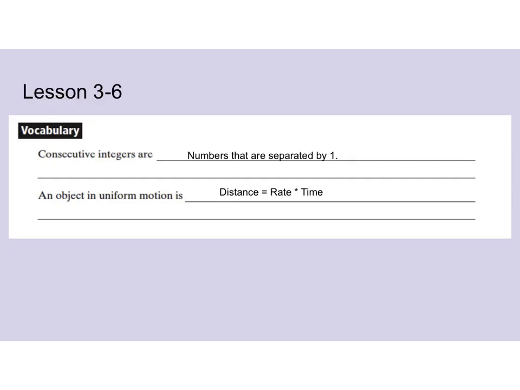So two things that are really important here are understanding the term consecutive integers. Consecutive integers means that they are numbers, integers, that are separated by 1. So 2 and 3, those are consecutive integers. They're back to back. And the other is that an object in uniform motion is going to follow that distance equals rate times time.